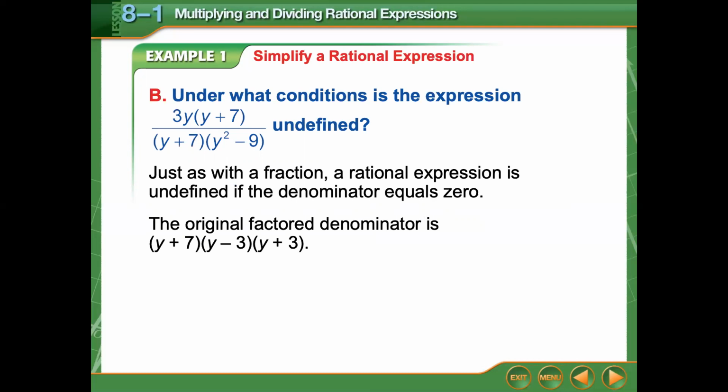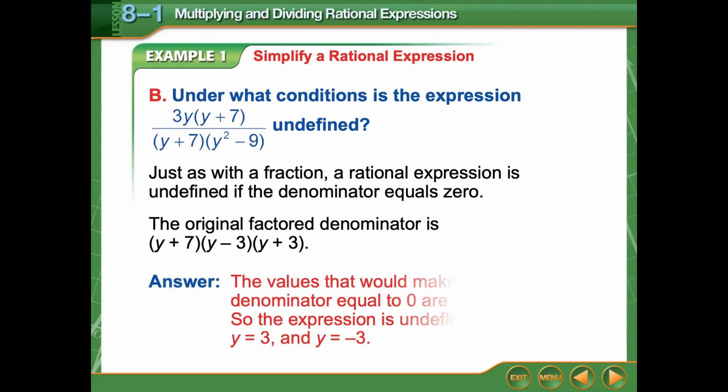So y squared minus 9 is a difference of 2 squares, so that factors into y minus 3 and y plus 3. We're going to keep the y plus 7. We set each factor to 0 to figure out for what values of y we can't have. When we do that, we find we can't have -7, 3, or -3, because if we plug in any of those values, we'd end up with 0 in our denominator.